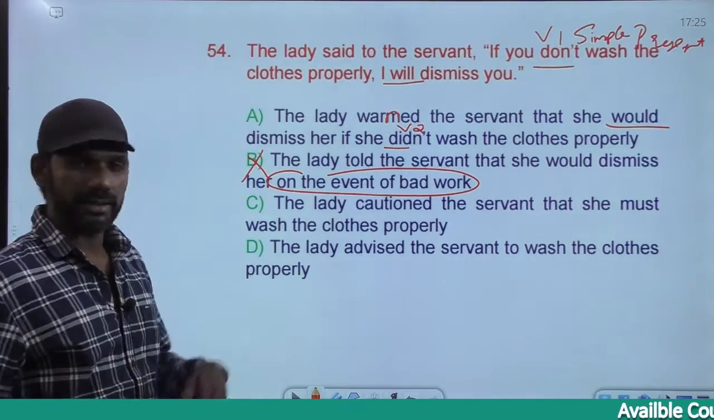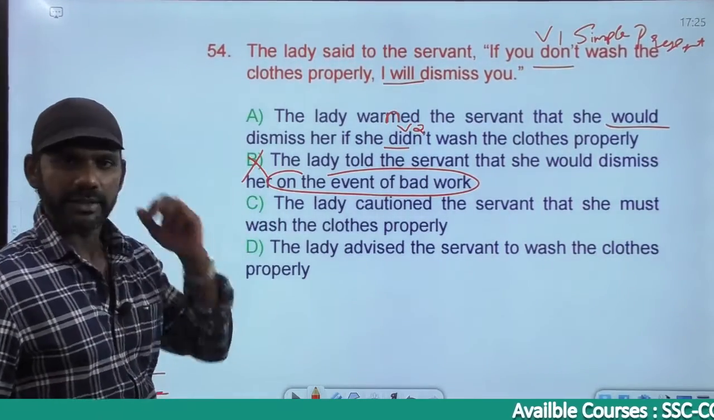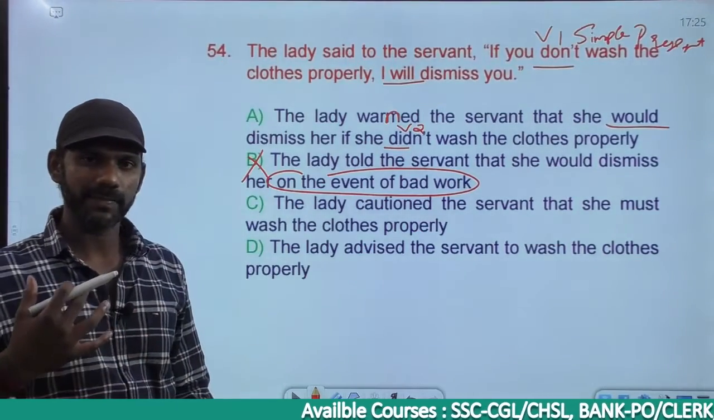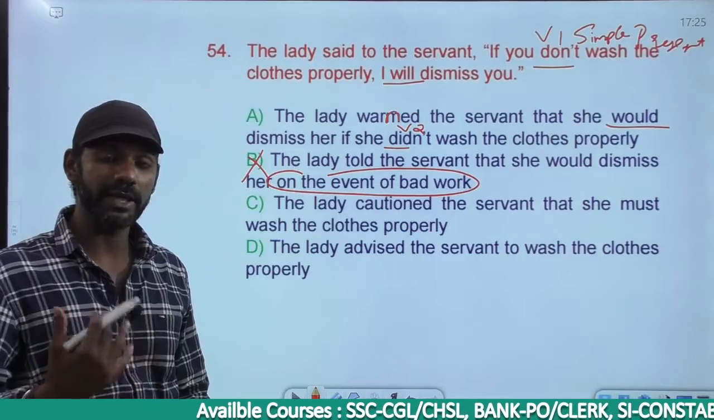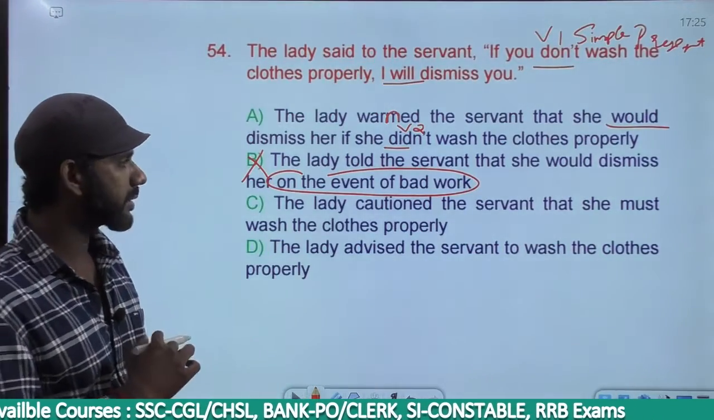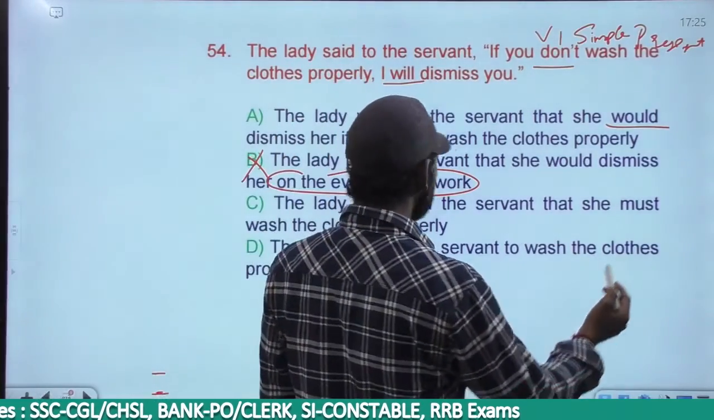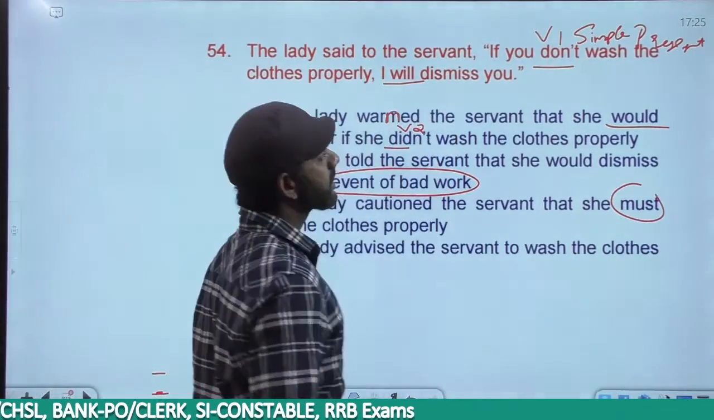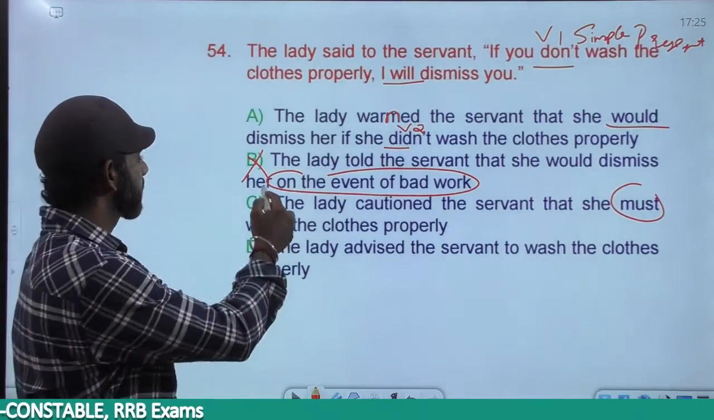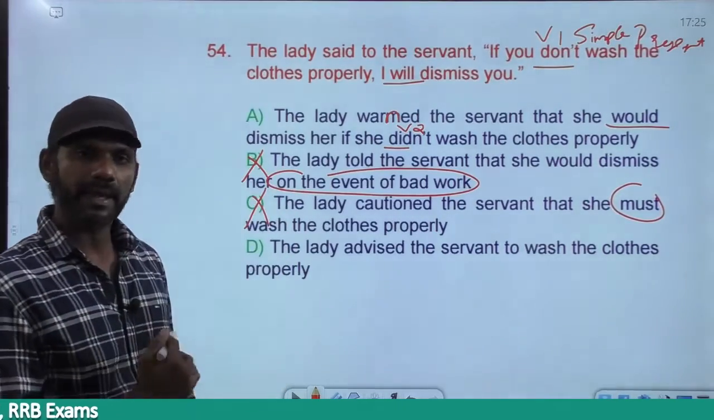The lady cautioned. That's fine. Cautioned is like giving a warning kind of thing. Like be careful. In fact, some kind of warning. The lady cautioned the servant that she must wash the clothes properly. Must is a modal which is not given in the sentence given as a question. Option C is eliminated. Come to option D.